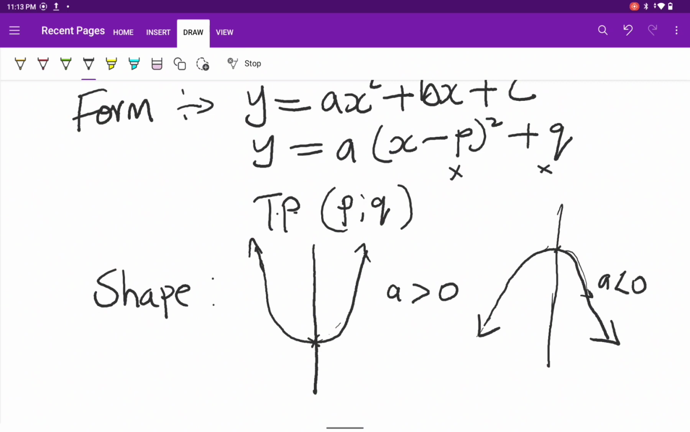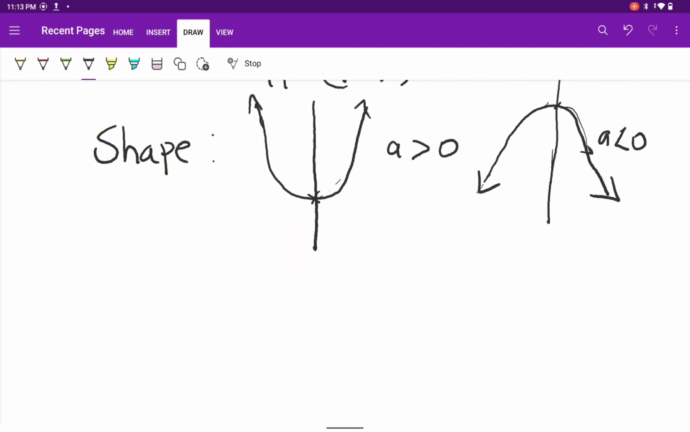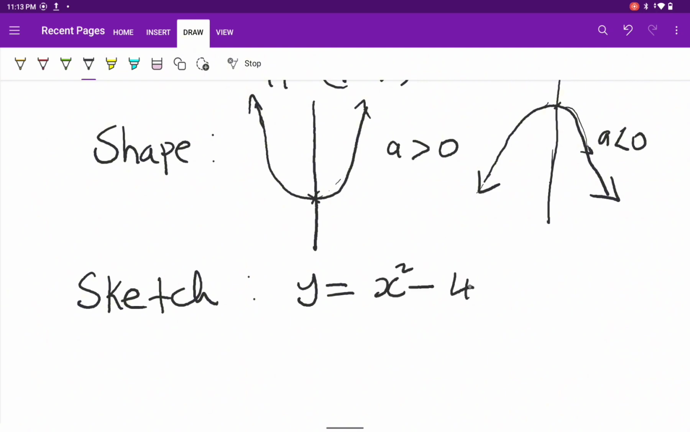Now we are going to look at how to sketch a parabola graph. Let's take, for example, the function y equals x squared minus 4x minus 5. We want to sketch this graph. We're going to calculate two things. Number one, the intercepts. Number two, the turning point. Let's start with the intercepts.